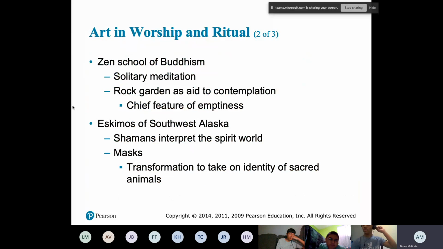Now we're going to move on to the Eastern side of things. So we're going to look at several examples throughout this course of Eastern religion and the art that is used in worship.